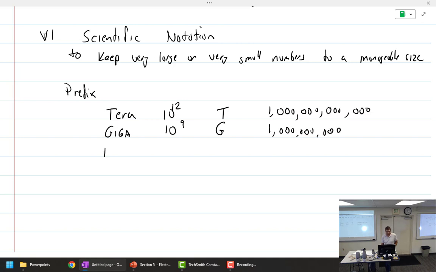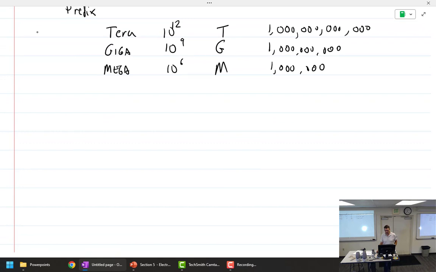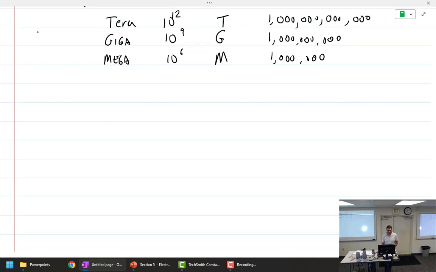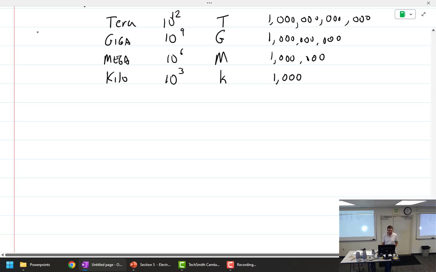We have giga, we have mega. Mega, 10 to the 6th, which is an M, which is, since it's to the 6th, 1, 2, 3, 4, 5, 6. We will maybe use mega, probably not. But we will use this one, kilo, which is 10 to the 3rd power, which is a little k. That's a little k because Kelvin is a big K. They got there first. So that is 1,000. So kilo is one we're going to memorize, and we're going to use that one a lot.